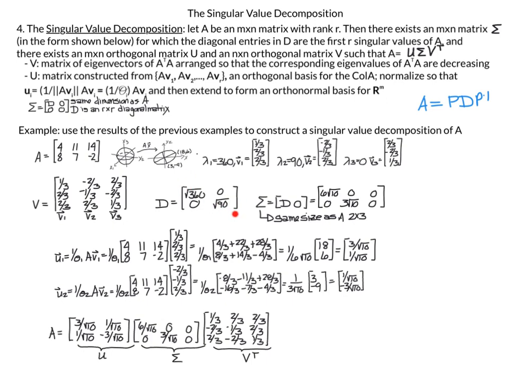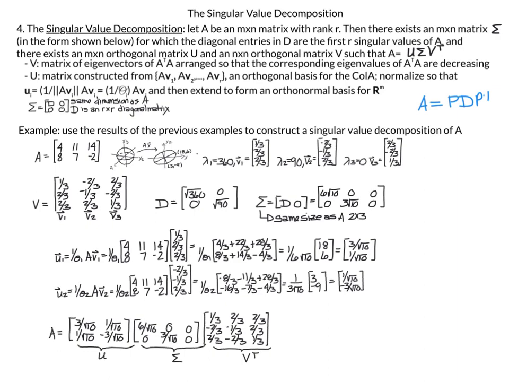I'm sorry, these are not the eigenvalues. These are the singular values, which are the square root of the eigenvalues. So now my sigma needs to be the same size as A, which is 2 rows, 3 columns. So I need to add another column of zeros. I want this again to be the same size as A. So I have my V, I have my sigma, and now I need my U.